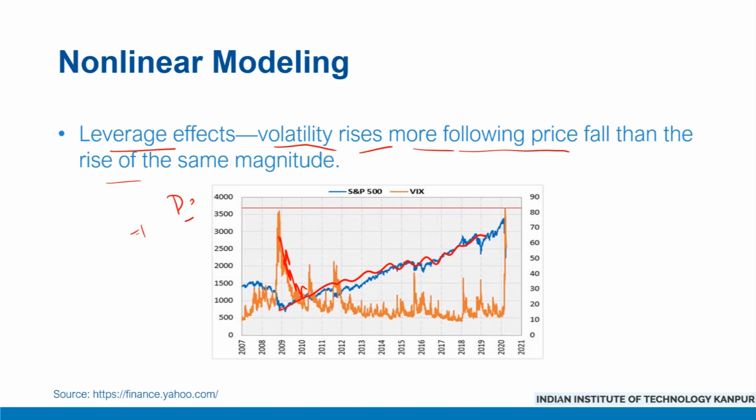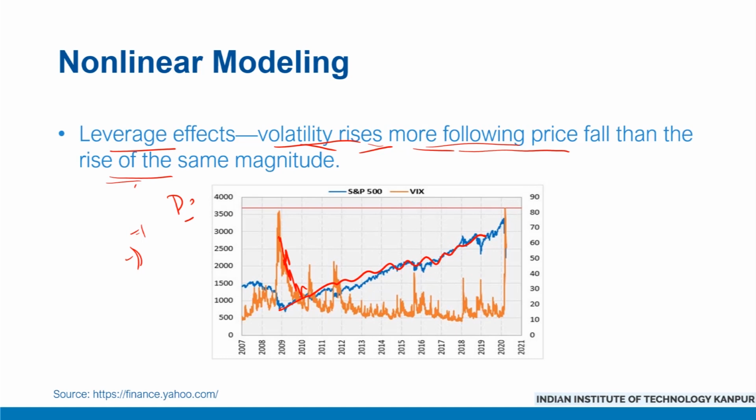A high debt to equity ratio indicates a high risk level, and therefore a sort of feedback loop is created. That means if prices are falling and the debt to equity ratio is rising, the company inherently becomes riskier, and therefore this further adds to the already existing levels of volatility. It is therefore said that volatility rises more following a price fall than during a rise in price of the same magnitude.